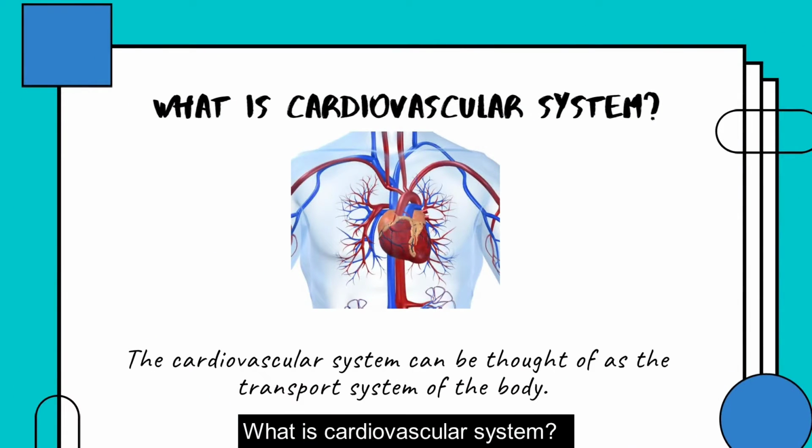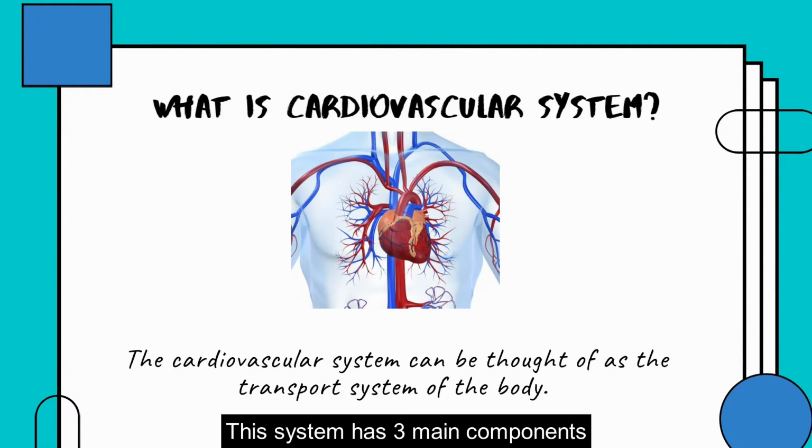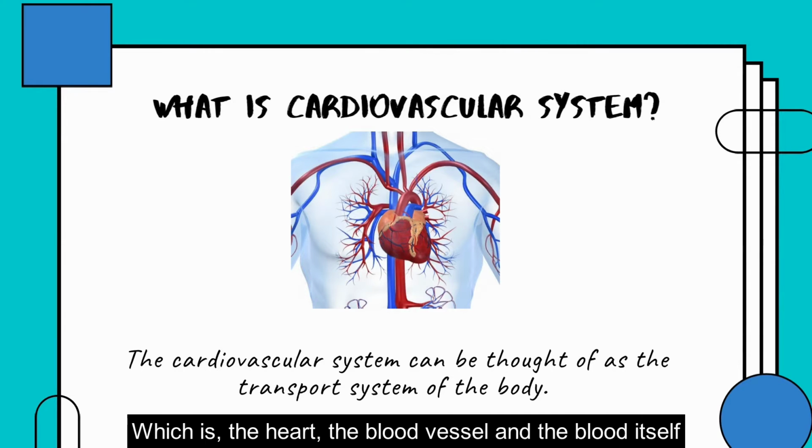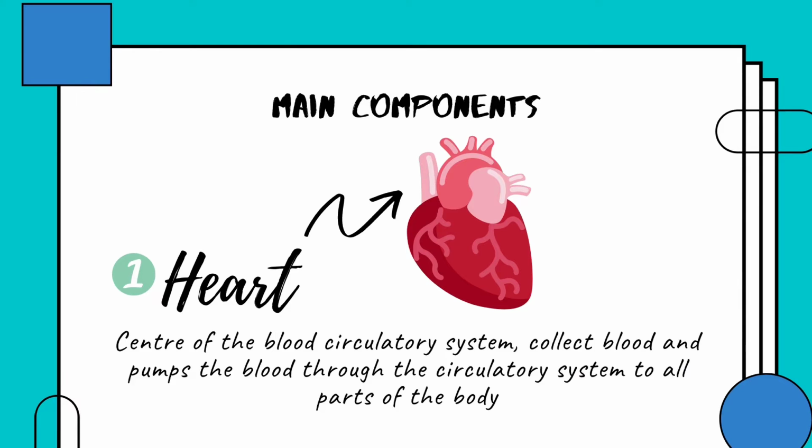What is the cardiovascular system? The cardiovascular system can be thought of as the transport system of the body. This system has three main components, which are the heart, the blood vessels, and the blood itself. First is the heart. The heart is the center of the blood circulatory system. It collects blood and pumps the blood through the circulatory system to all parts of the body.